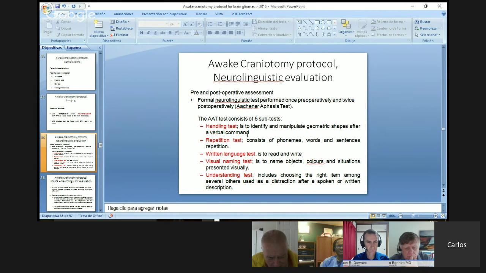What about neurolinguistic evaluation? We need to do a pre- and post-operative assessment. Formal neurolinguistic tests are performed once pre-operatively and twice post-operatively. We use the Aachen aphasia test, which has 5 subtests. A handling test to identify and manipulate geometric shapes after a verbal command. A repetition test consisting of phonemes, words, and sentence repetition. A written language test to read and write. A visual naming test and an understanding test that we use in these patients.